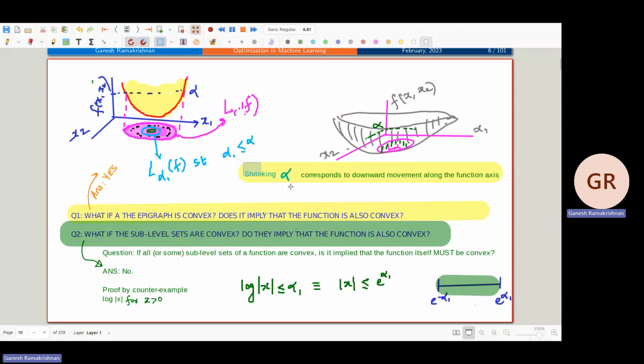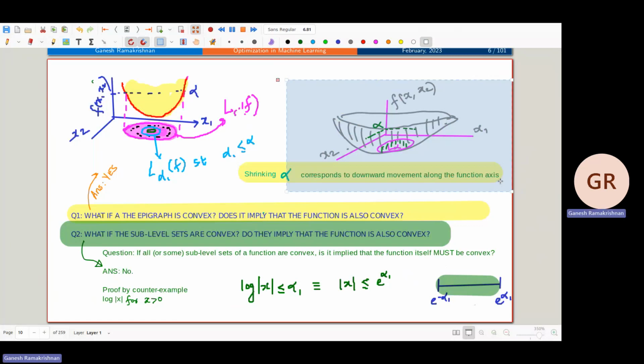Yeah, so shrinking alpha will correspond to downward movement along the function axis. So as you shrink alpha, you have to move down. That's why convexity of the function gels very well with the convexity of the sublevel sets. So what if now there's something else called the epigraph. As I mentioned last class, I'll put that thought in your mind. We'll revisit it.